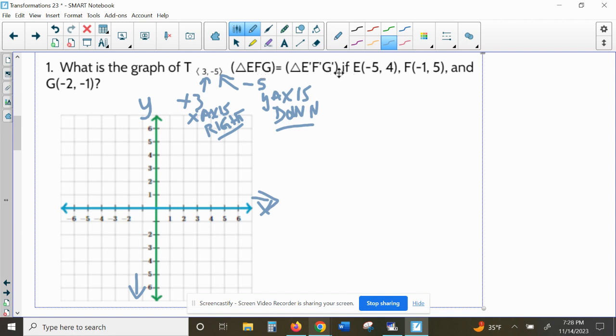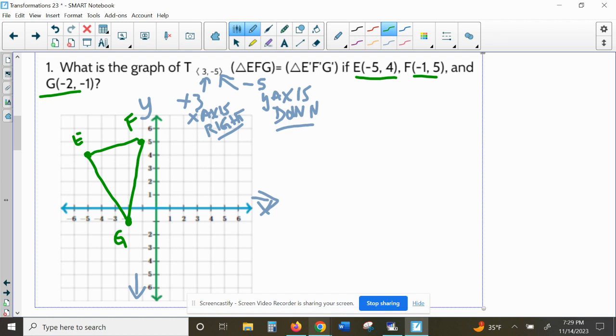Okay, so I have a triangle, EFG. So E is at the point (-5, 4). So I got to go backwards 5 and up 4. 1, 2, 3, 4. So that's there. That is my E. I'm going to label him. Okay. Then I have my F, which is at (-1, 5). So that's back 1 and up 5. So this is my F. And then I have my G, which is at (-2, 1). So back 2, down 1. So that's right there. That's my G. So here's my triangle that we're talking about. He's green.